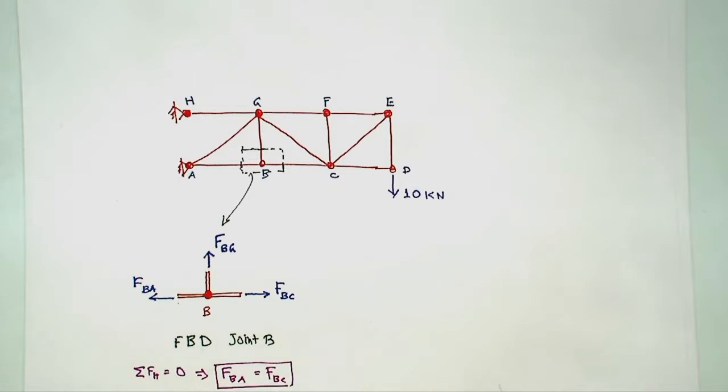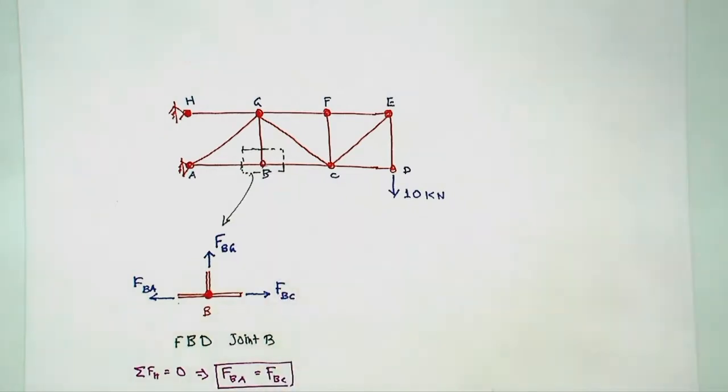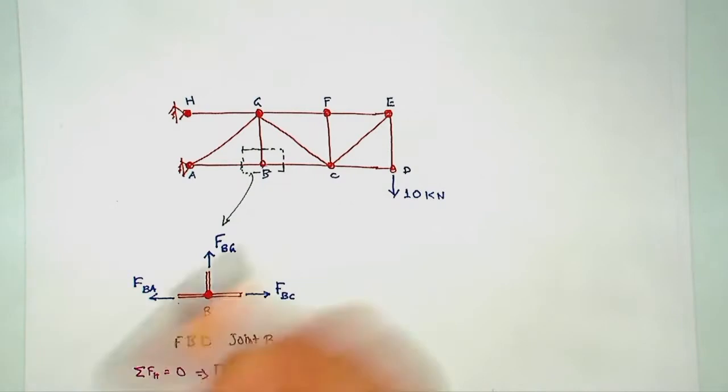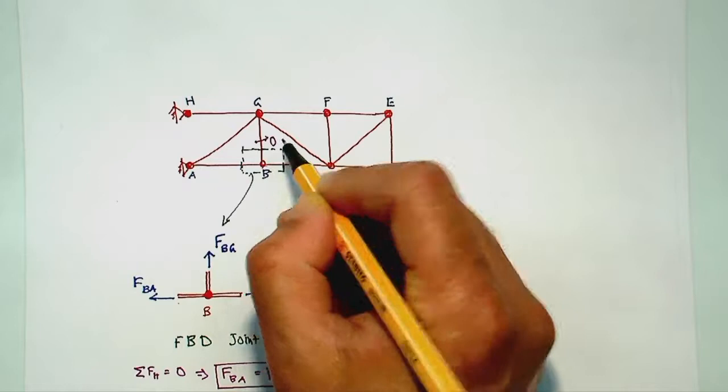So it means that these two are the same one. But if we do the summation of vertical forces equal to 0, then that will give me F_BG equal to 0. This is important here, because these two forces will not have a component in the vertical direction. So just by looking at this joint, if you spot this type of joint where there are no other members on the other side of it, then either horizontal or vertical equilibrium would give a 0 force. So this member has got a 0 force. So this is a zero force member.